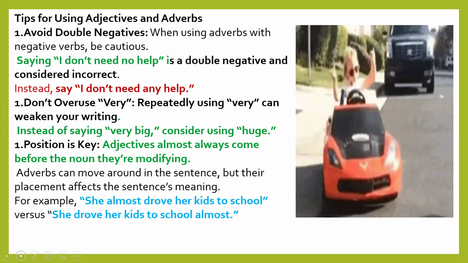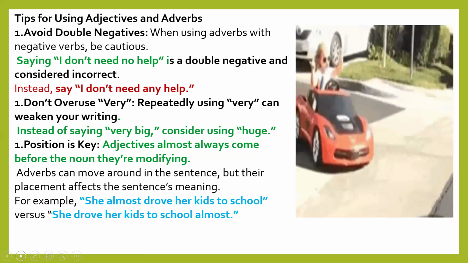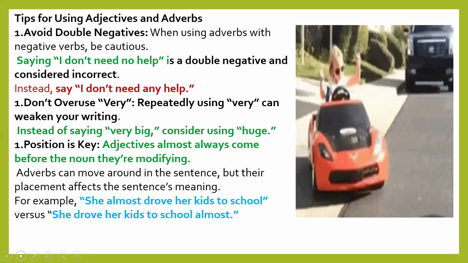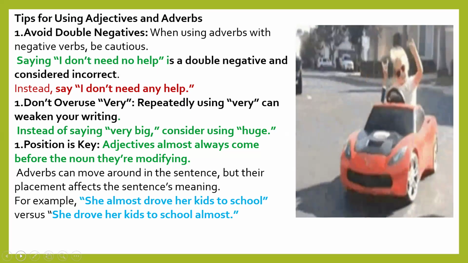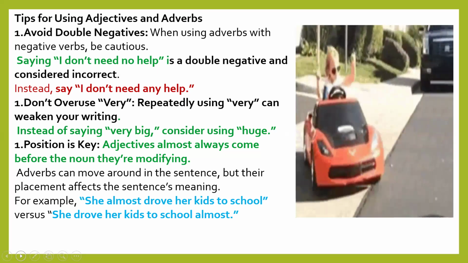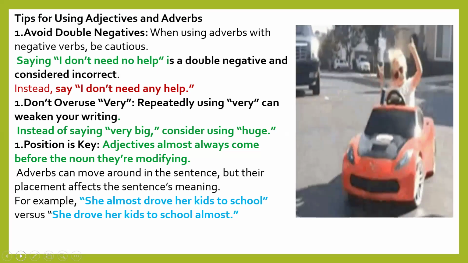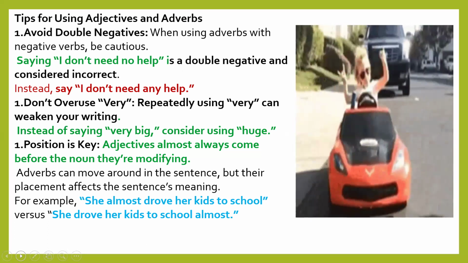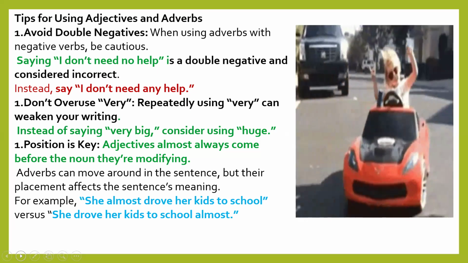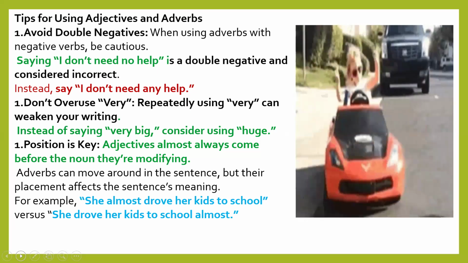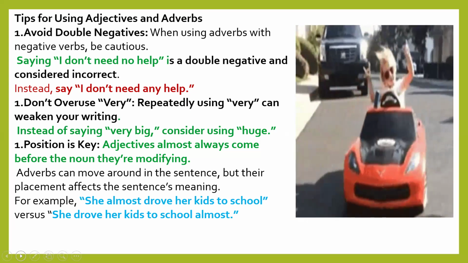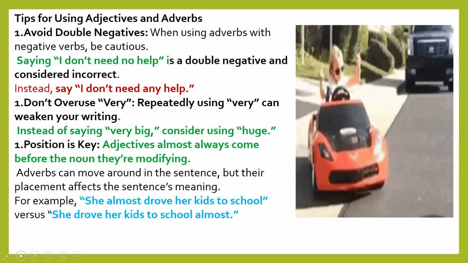Adjectives almost always come before the noun they are modifying. Adverbs can move around in the sentence, but their placement affects the sentence's meaning. Example: she almost drove her kids to school, and she drove her kids to school almost. The meaning is changed. The emphasis is changed. In both sentences, almost is an adverb. She almost drove her kids to school, as opposed to she drove her kids to school almost. This emphasis is totally changed. So it changes the meaning of sentences also.